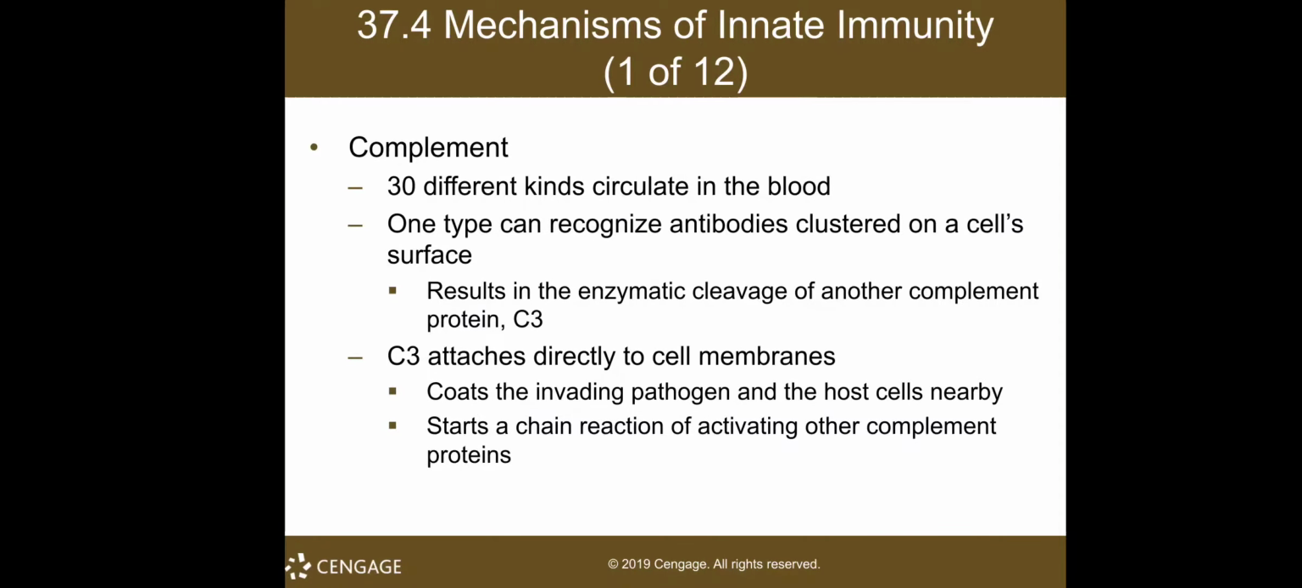Part of the innate immune response is the complement system. It's basically a system that involves proteins only, so cell involvement here is minimal. It's just like in warfare, where you are using drones and robots in engaging war rather than the actual soldiers, whereas the soldiers are our immune cells. There are 30 different kinds of complement proteins that circulate in the blood. One of those types can recognize the antibodies clustered on a cell surface.